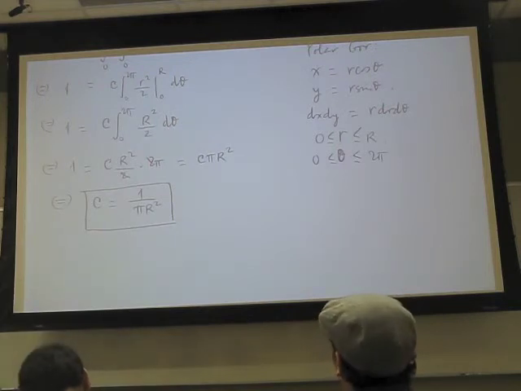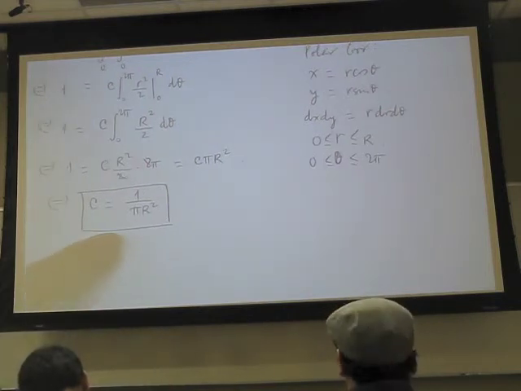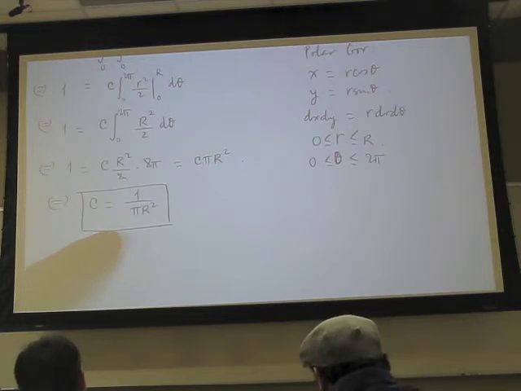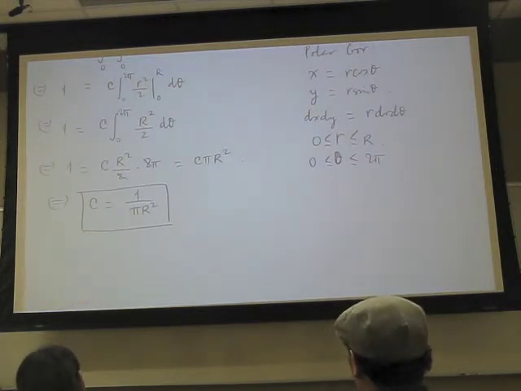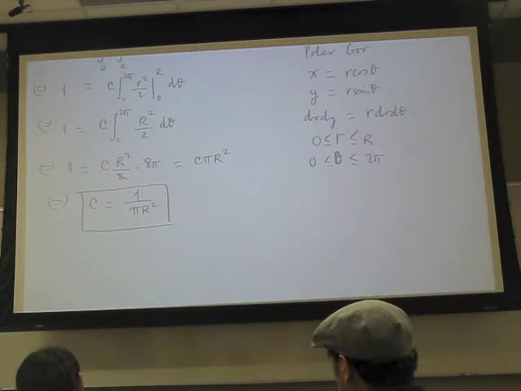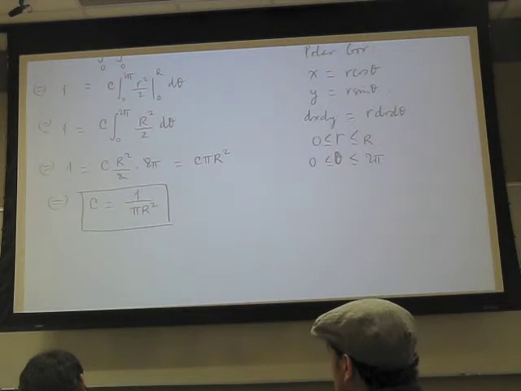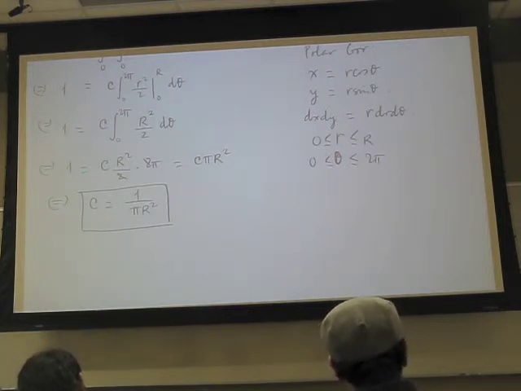Can you see that this one is just the average over the area? What is the area of this circle? Pi r squared. Correct? And the density is just uniformly distributed. You just average out 1 over the total area. That's what it means. Okay?